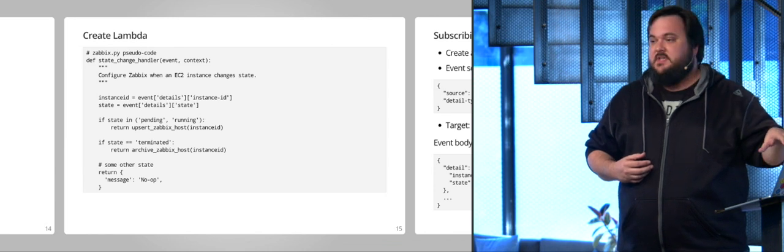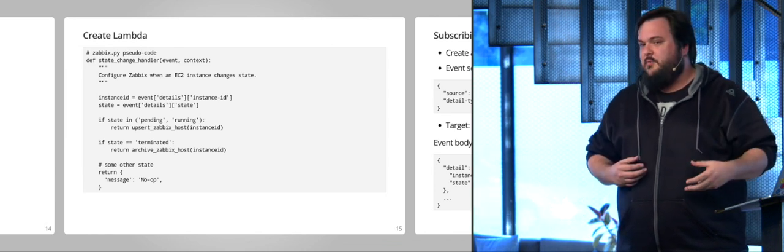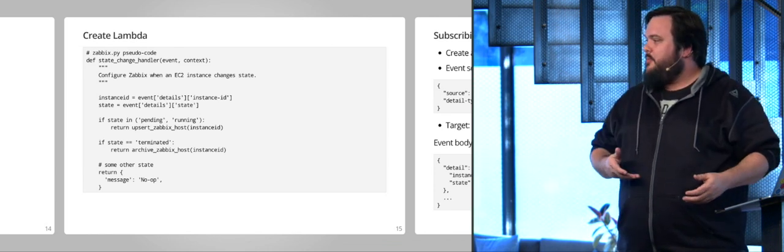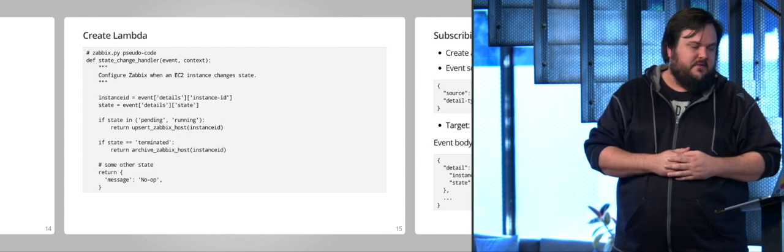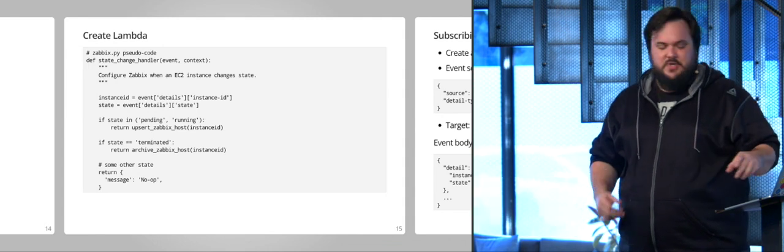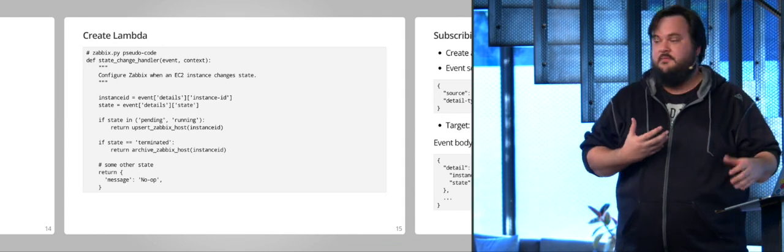Next, we'll check if the state is terminated. If that machine's been terminated, we're going to archive it, right? So we'll stop monitoring, we'll ship all the data off to tier 2 storage, etc. And finally, if it's some other state, we don't know what it is, so we just no-op, and we return that information back to the caller.